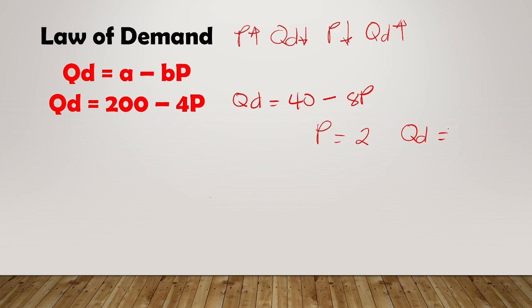Okay, so say for example, we have 2 as our price. What we will do is just substitute the value of P: 40 minus 8 times 2. How much would that be? 8 times 2 is 16. So 40 minus 16 is equal to 24. The answer will be 24. So our QD now is 24.